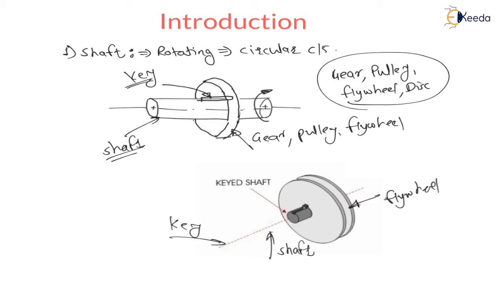And the secondary purpose of key is to prevent relative motion between shaft and hub. Let us say this flywheel, gear, pulley, or all such devices are called hub. Therefore the primary function of key is to transmit torque from the shaft to the hub, and the secondary function of key is to prevent relative motion between hub and shaft.